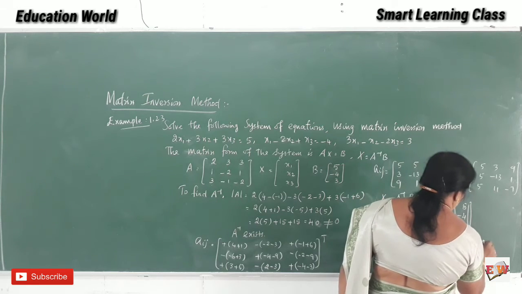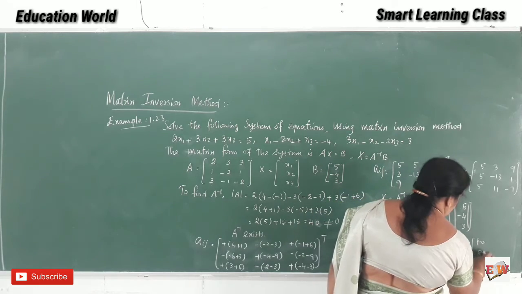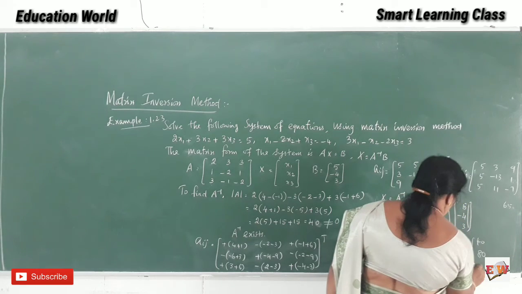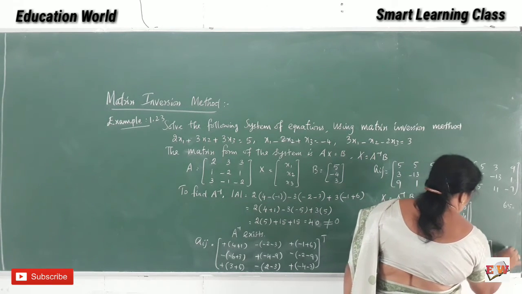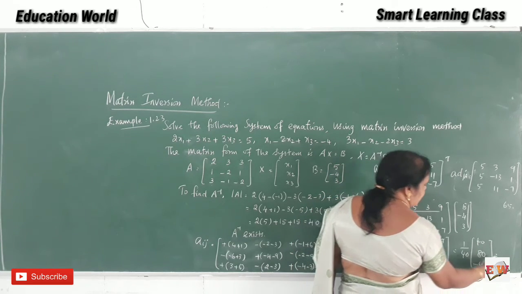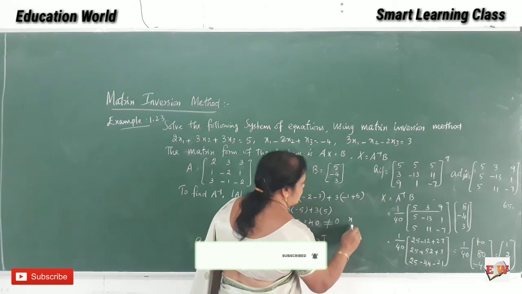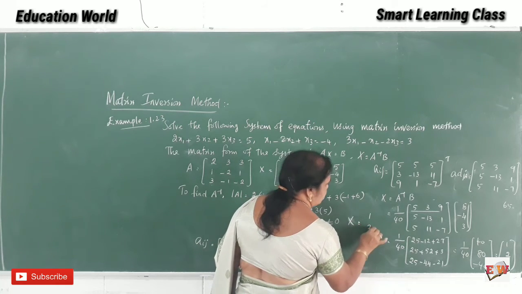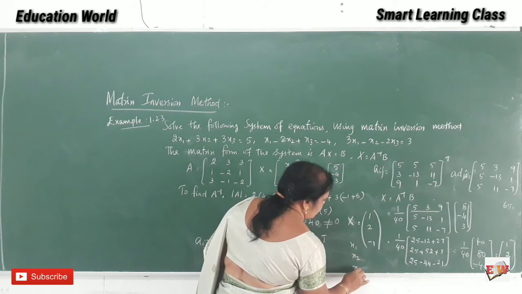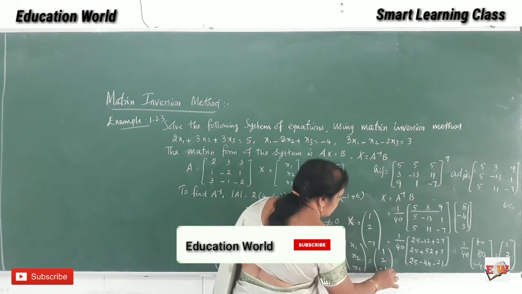Just to find what it will come: 40, 80, and minus 40. Suppose I divide this whole column by 40, we get 1, 2, minus 1. What is this? X is equal to 1, 2, minus 1. What is this X? X1, X2, X3. So the value of X1 is 1, X2 is 2, X3 is minus 1.